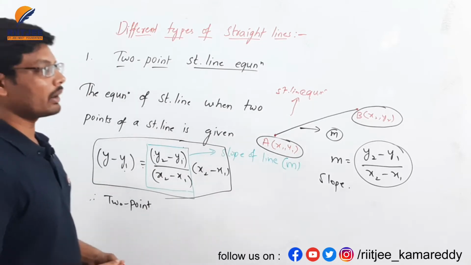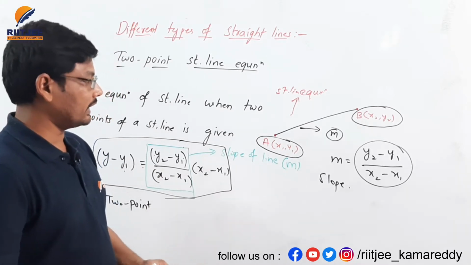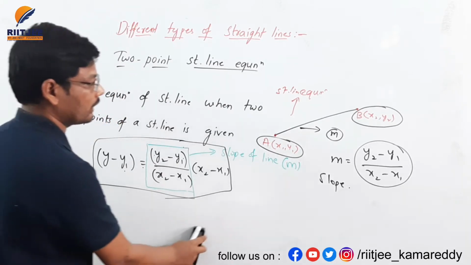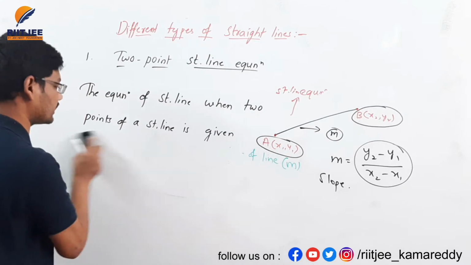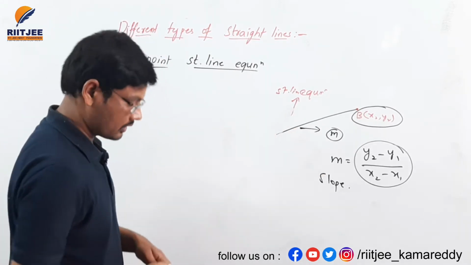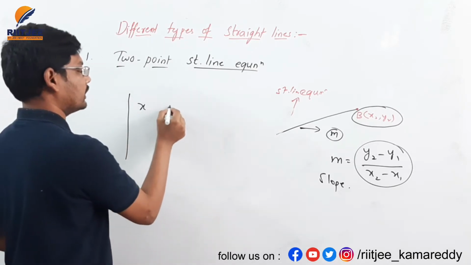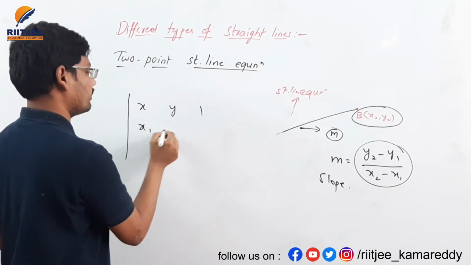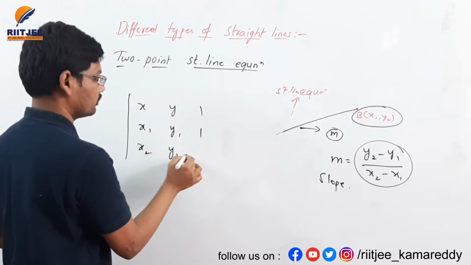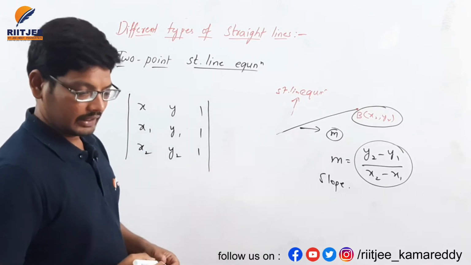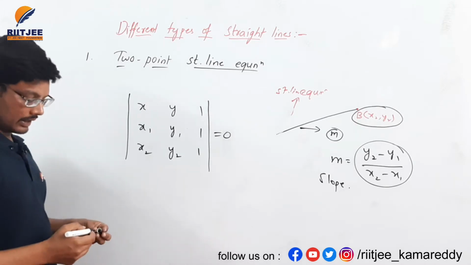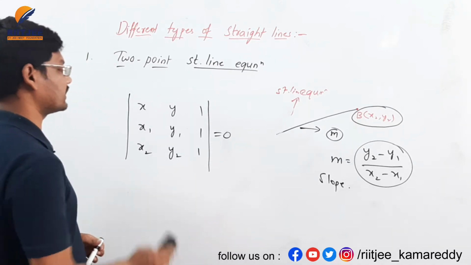And we have one more concept to find the equation of straight line here, that is the determinant with rows x y 1, x1 y1 1 and x2 y2 1. This is equal to 0. This is the equation of a straight line when 2 points of a straight line are given here.